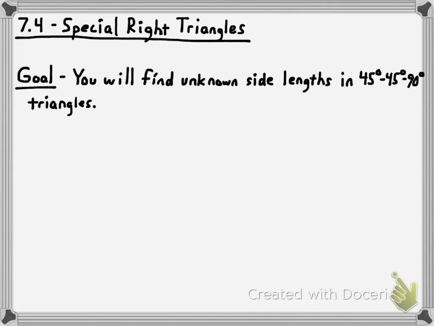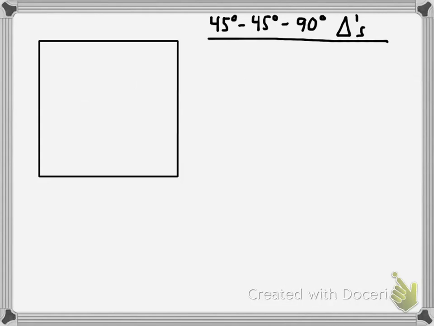Good day, everybody. Here we're going to be working in this video with special right triangles, of which there are two types, and we're going to focus on one of them. We're going to focus on what are called 45, 45, 90-degree right triangles, and you're going to be finding unknown side lengths in those triangles and applying the relationships between the sides of 45, 45, 90 triangles to find a lot of various measurements and so forth. You'll see what I mean as we go on.